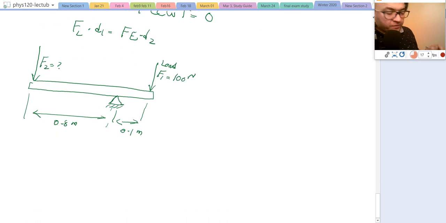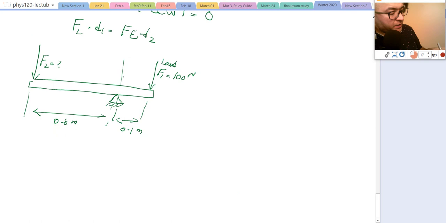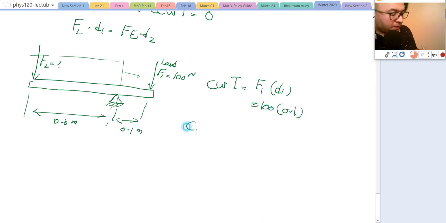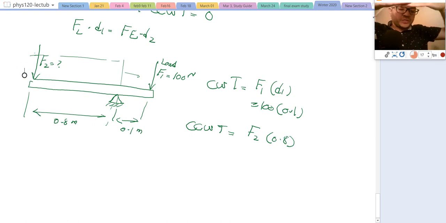Now, how much is your clockwise torque? Any force on this side creates a clockwise torque. Any force on the other side creates a counterclockwise torque. So clockwise torque is equal to F1 times D1, so it's 100 times 0.1. Counterclockwise torque is equal to F2 times 0.8. In order to be in equilibrium, the summation of torque should be zero. The torque that this guy applies is equal to the torque that the other one applies. So the state is staying in equilibrium.